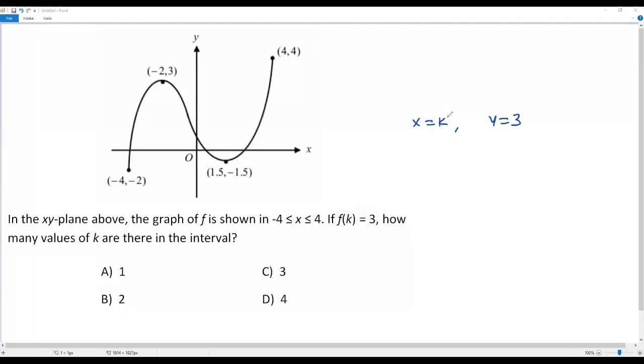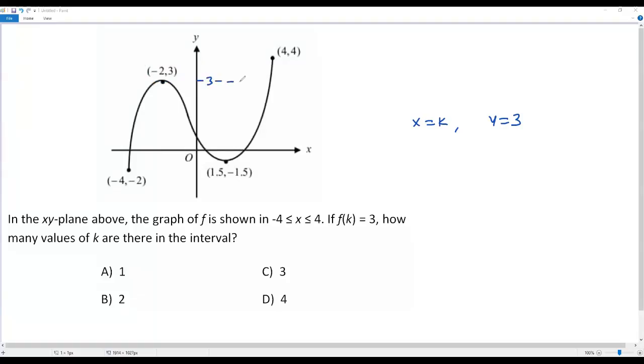Now, to find the number of values of k in this interval for which f(k) = 3, we have to identify the points on the graph where the y coordinate is 3. And the graph is given in this interval only, that is -4 to +4. Here we find the point (-2, 3) on the graph where the y coordinate is 3, and the value on the y-axis corresponding to this point is 3 over here.